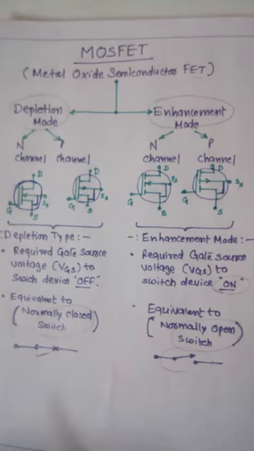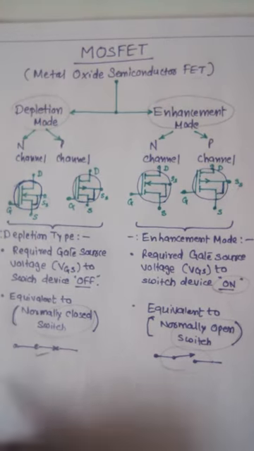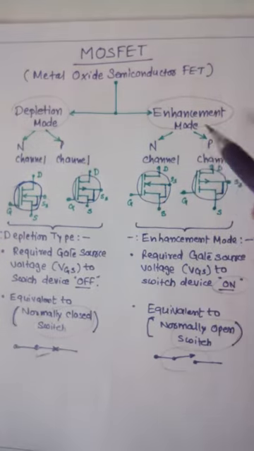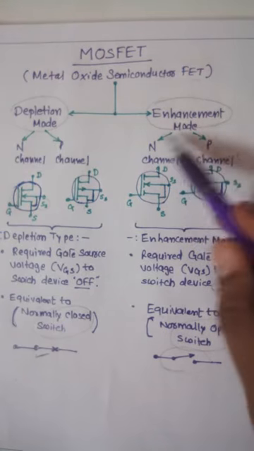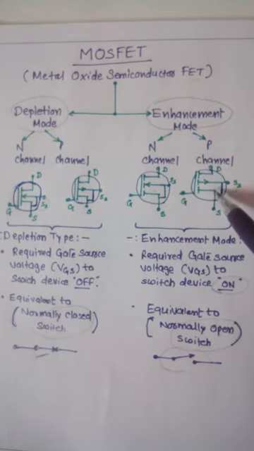The current flows due to the gate voltage and is controlled by the gate voltage. This is how the MOSFET works in depletion mode. In the next video we will discuss the enhancement mode in N channel and P channel.